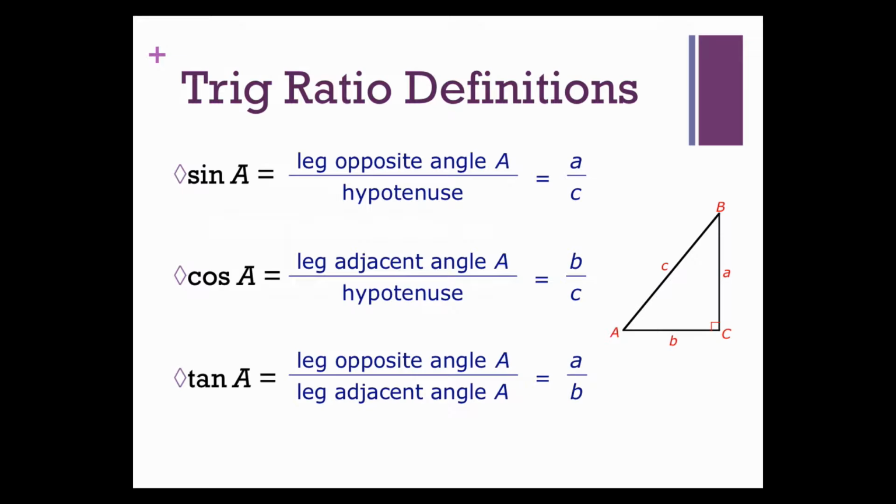It is always the hypotenuse first. If I switch that and talk about angle B, then I've got the opposite side, which is B. I've got the adjacent side, which is A, and I've got the hypotenuse, which is C. Okay, you with me?